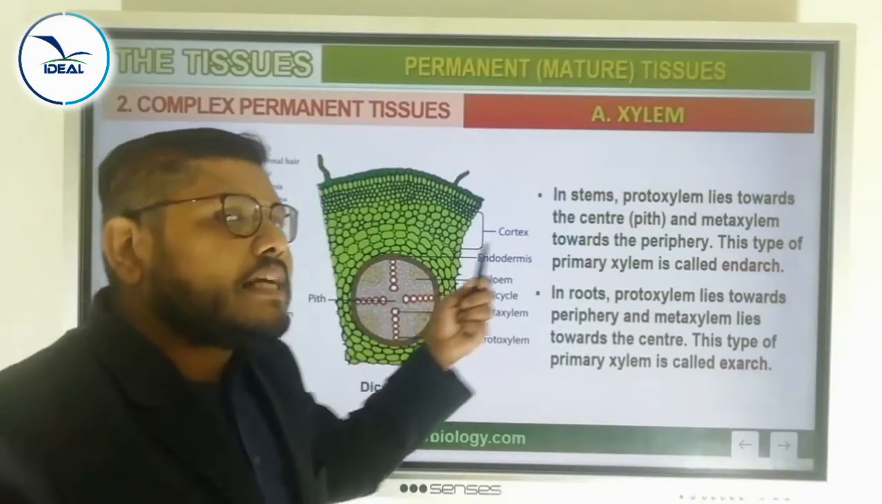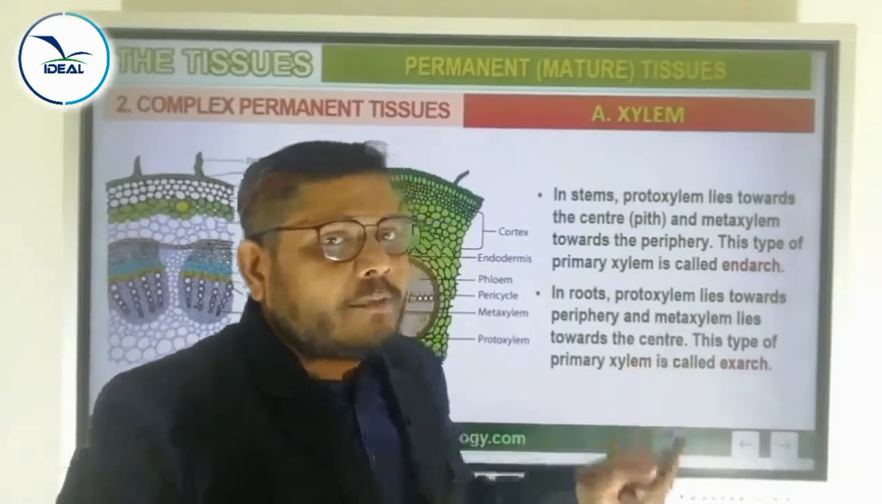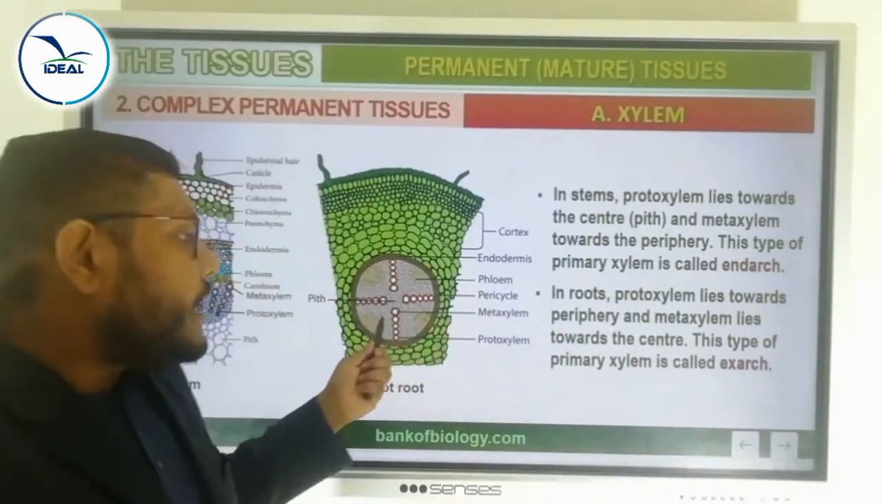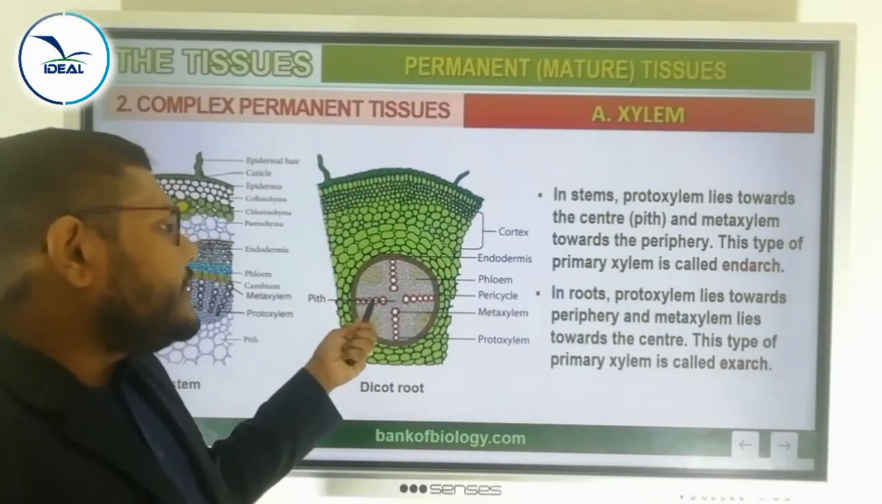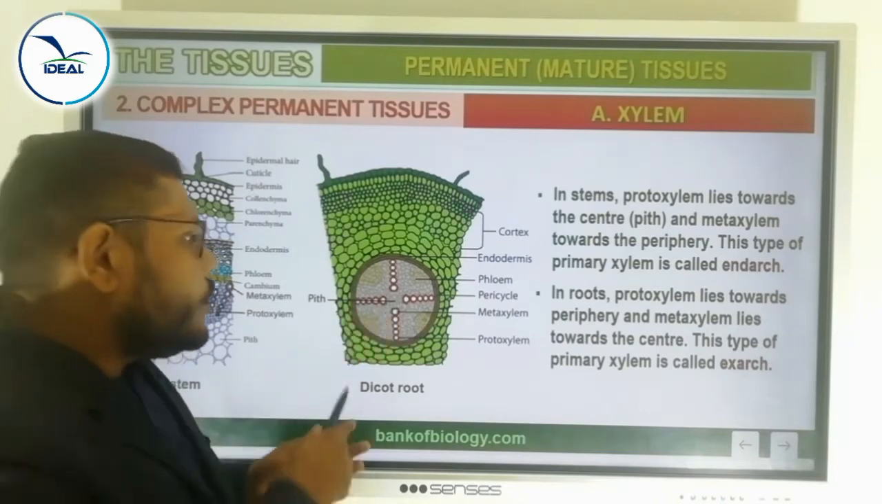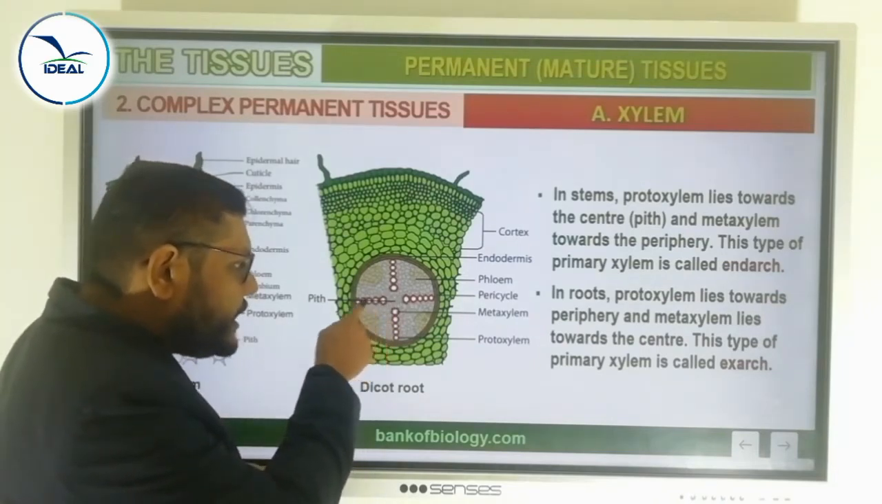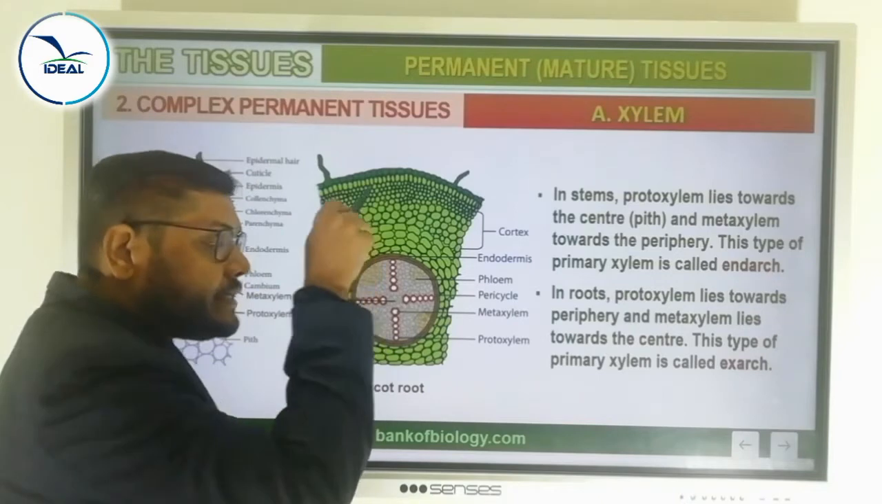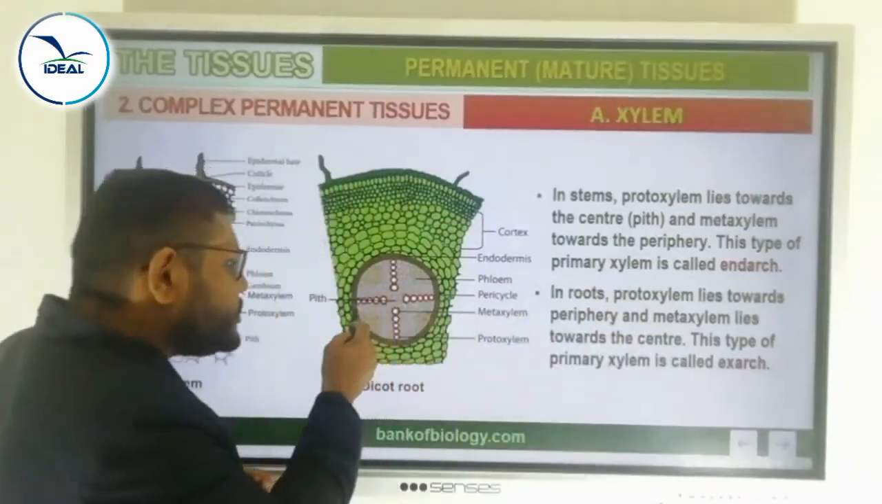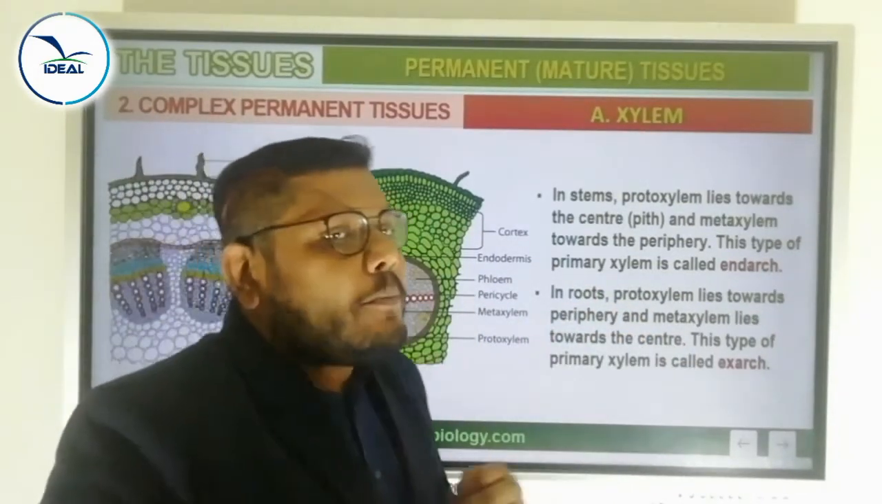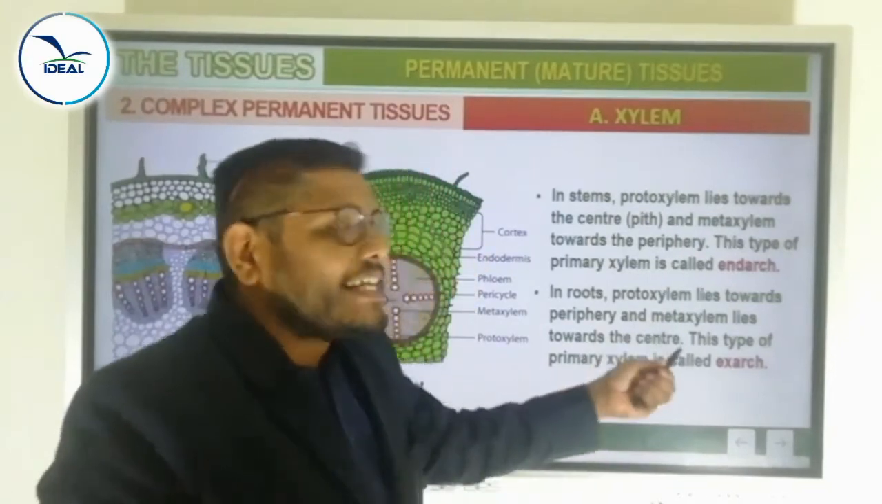Another type of xylem is called exarch xylem. In this case, protoxylem lie towards the periphery and metaxylem lie towards the center. Look, this is the center part. Here metaxylem, this is the protoxylem. So the metaxylem lie towards the center and the protoxylem lie towards the periphery. Such a type of primary xylem is called exarch xylem.